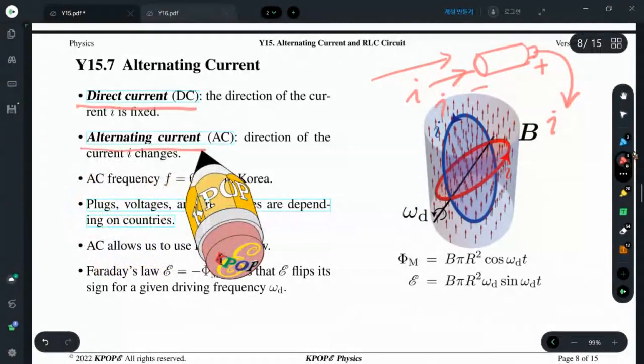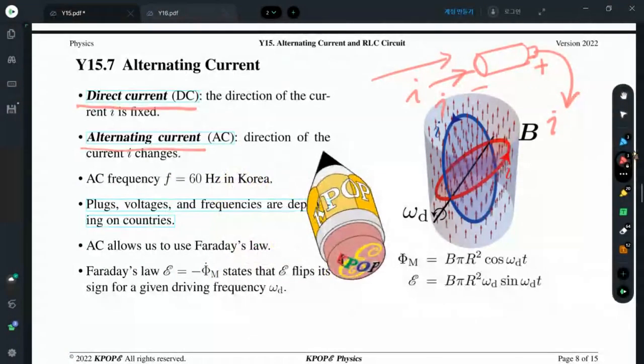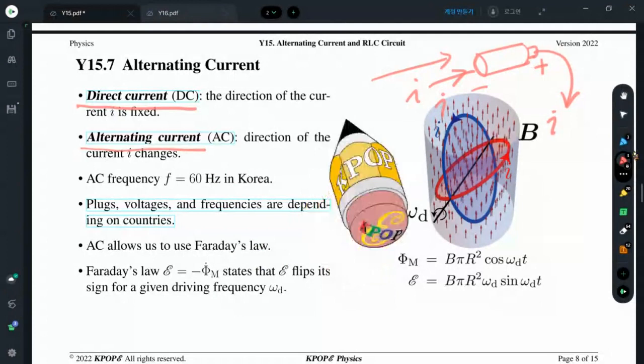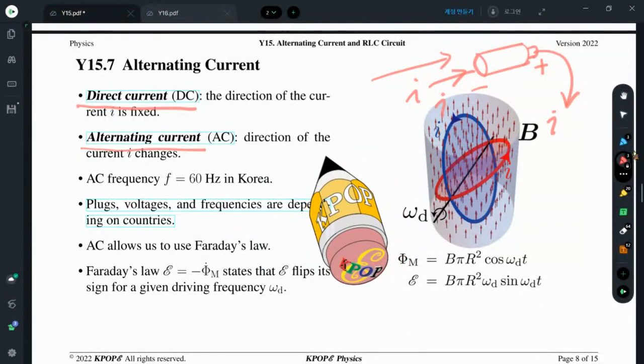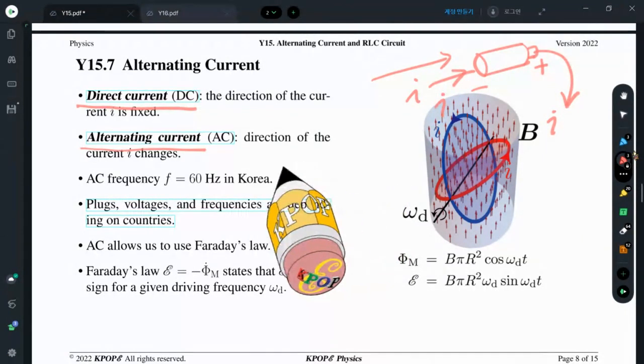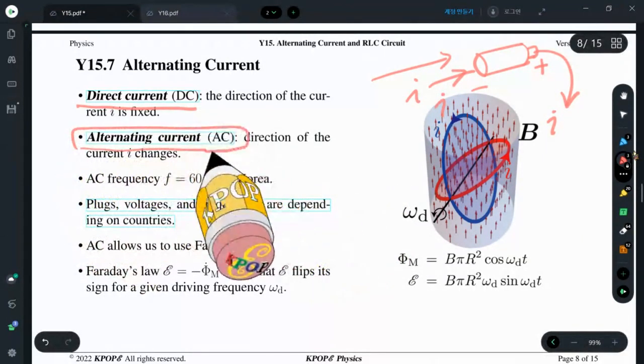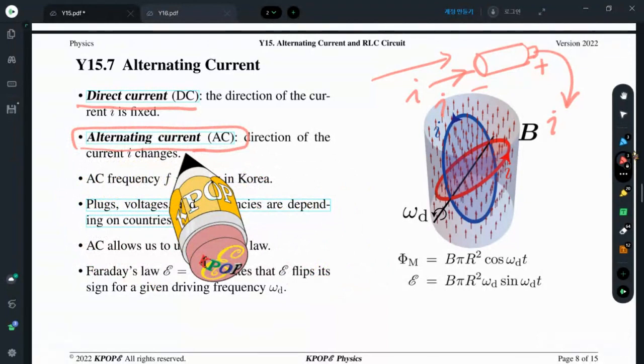Alternating current: you can make use of Faraday's law to generate the electricity. In that case, in general, you will obtain alternating current. Most generators use this way. So that's the reason why we are mostly using alternating current instead of direct current.